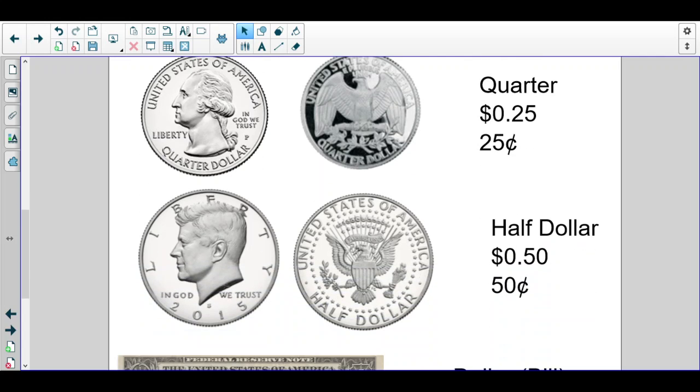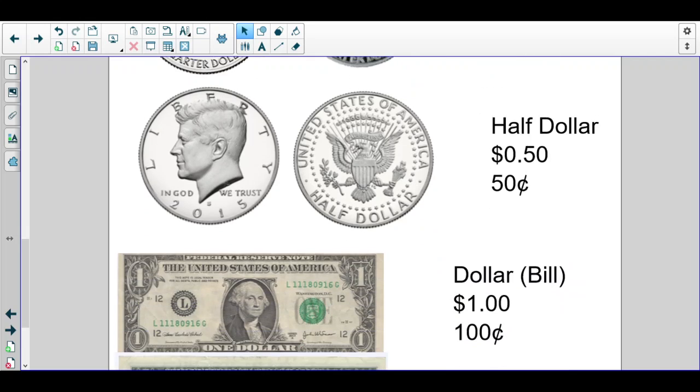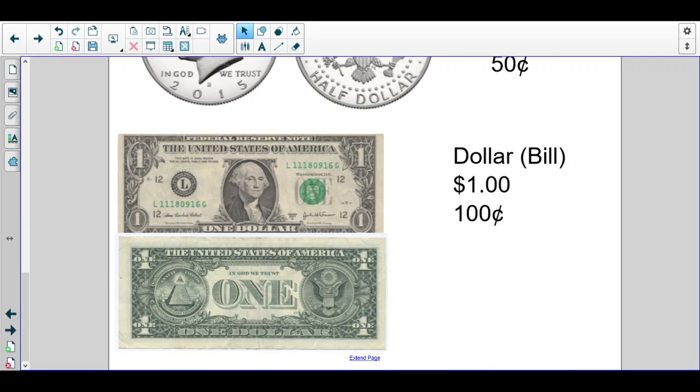And then we have the half dollar. All right. And the half dollar features John F. Kennedy, JFK. All right. And we would write that 0.50 and then 50 cents. The quarter, 0.25, 25 cents. And then for this lesson, we're also going to be looking at a dollar, or we'll call it a dollar bill. We would write it as 1.00, and it is actually equal to 100 cents. All right, and because it's 100 cents, that's the same thing as saying $1.